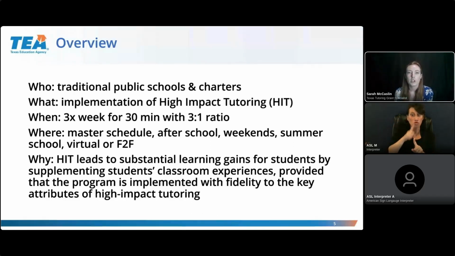Really, in a partnership with the Annenberg Institute, if you had a chance to view the speaker this morning, or you can go back and look at the keynote, we know that based off of nationwide research that high impact tutoring leads to substantial learning gains for students by supplementing a student's traditional classroom experiences. And so we wanted to provide some tools and resources and money to Decision 6 districts that are interested in engaging in the high impact tutoring work.